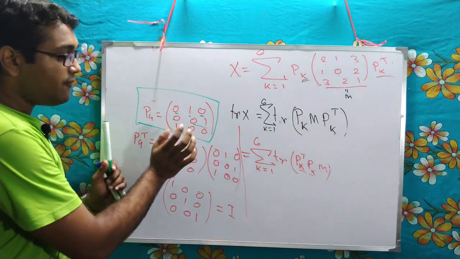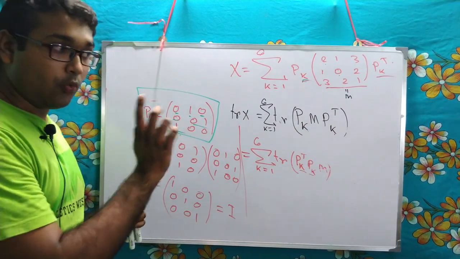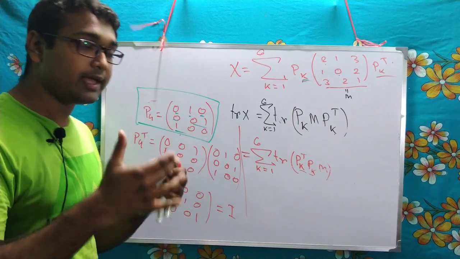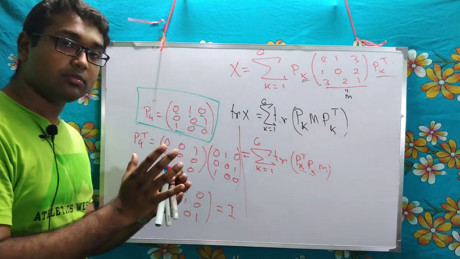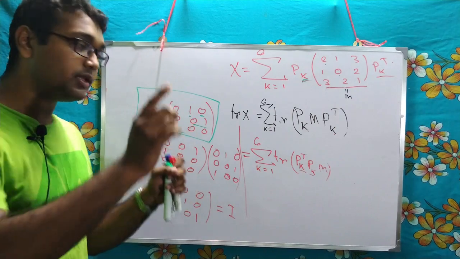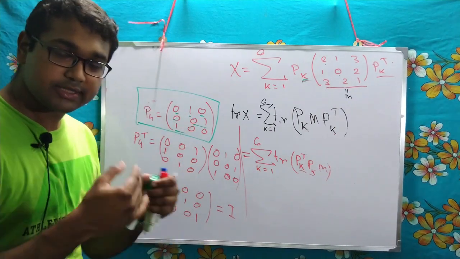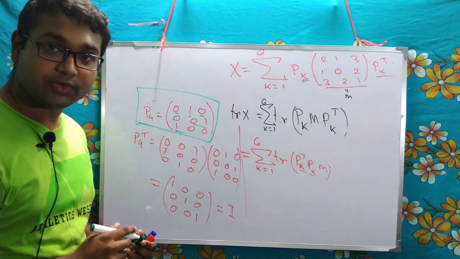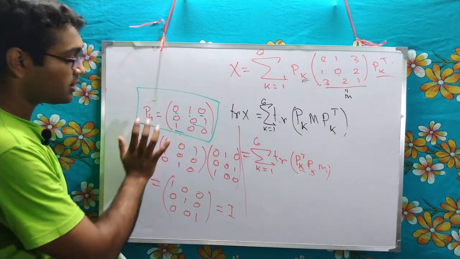So if I multiply this with some other matrix which also has the same structure, that is, in a column there is only one one and the rest are zero, then it will give only the identity matrix. Especially it is working with its transpose here.